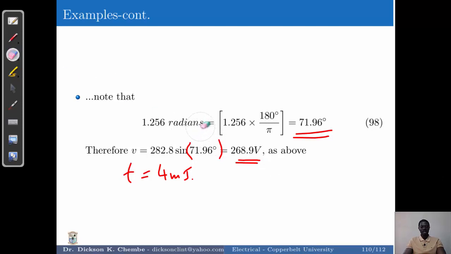AC values are straightforward and simple. I hope you enjoyed and you like that explanation.